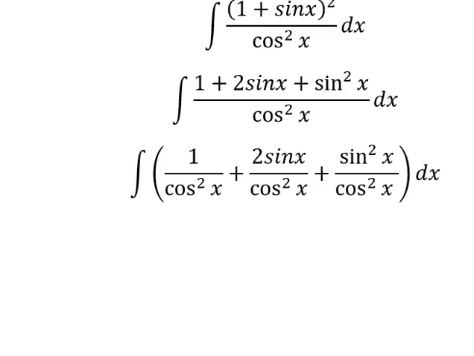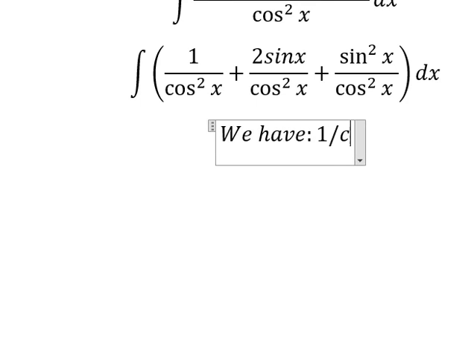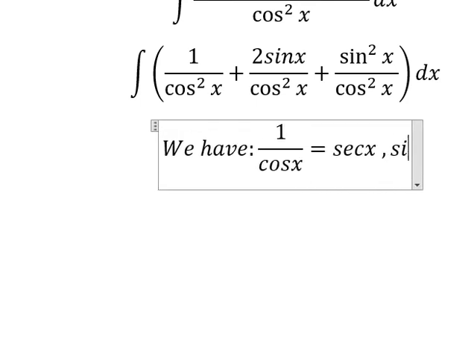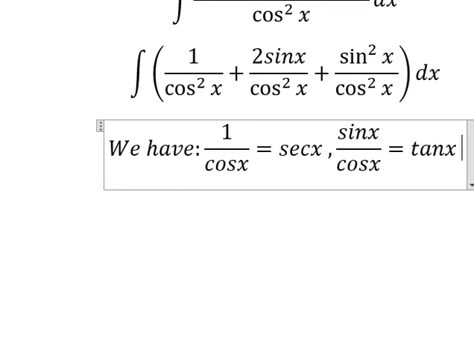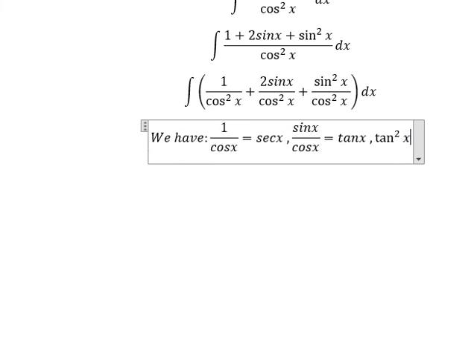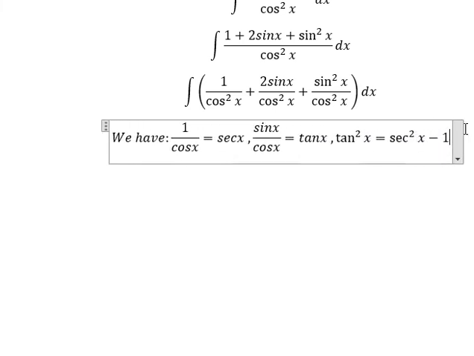Next, we have the formula in here. 1 over cosine s, we change to secant of s. Sine s over cosine s, we change to tan s. And tan s squared equals secant of s squared minus 1.